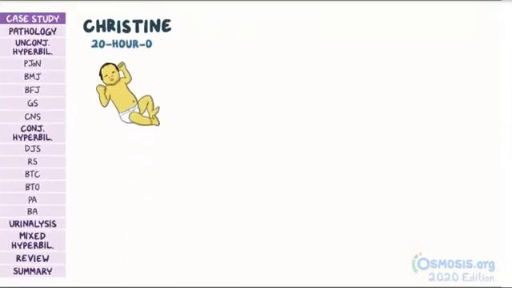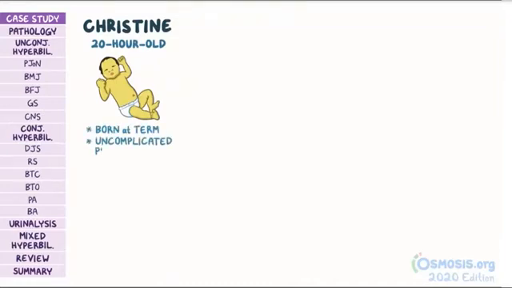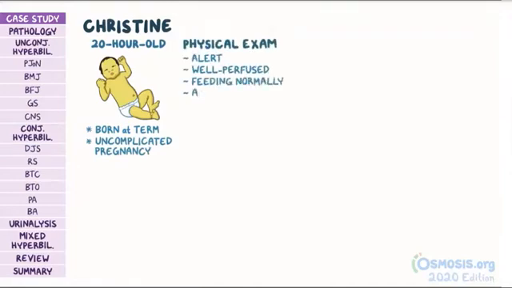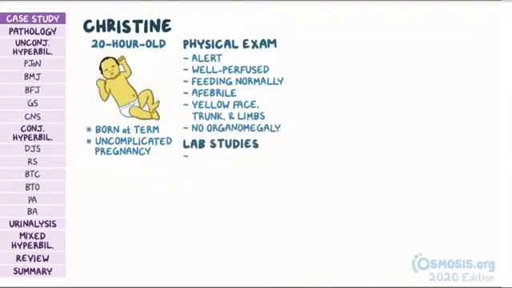Christine, a 20-hour-old female infant, presented with neonatal jaundice. She was born at term following an uncomplicated pregnancy. Physical examination shows she's alert, well perfused, feeding normally, and afebrile. The skin is yellow in the face, trunk, and limbs, but there's no organomegaly. Laboratory studies reveal high total bilirubin of 25 milligrams per deciliter, normal liver function tests, and no evidence of hemolysis.